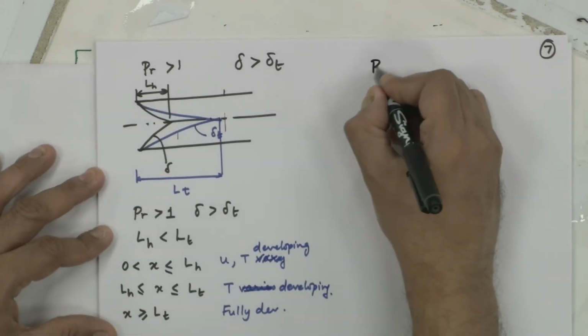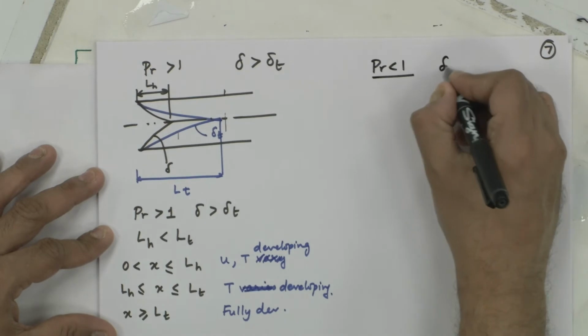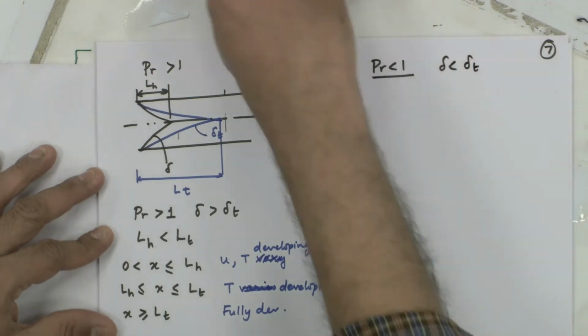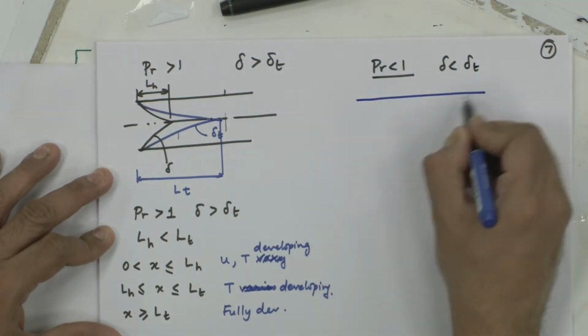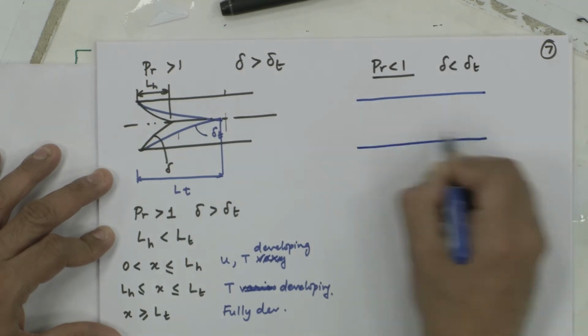Now, consider the case for Prandtl number less than 1, delta less than delta T. We draw the same thing here. A pipe is drawn.